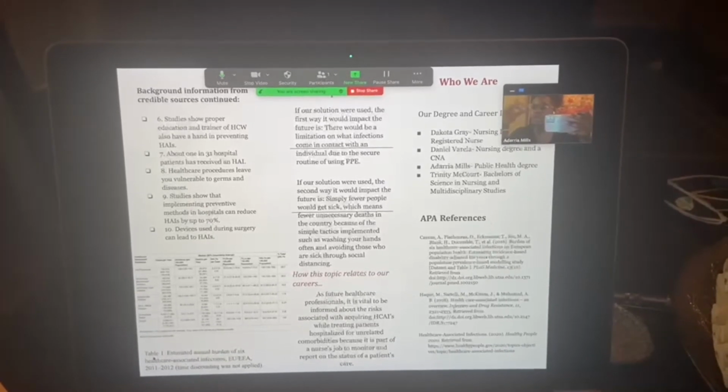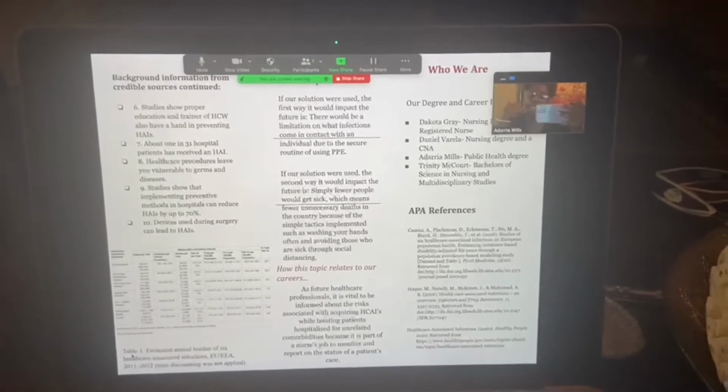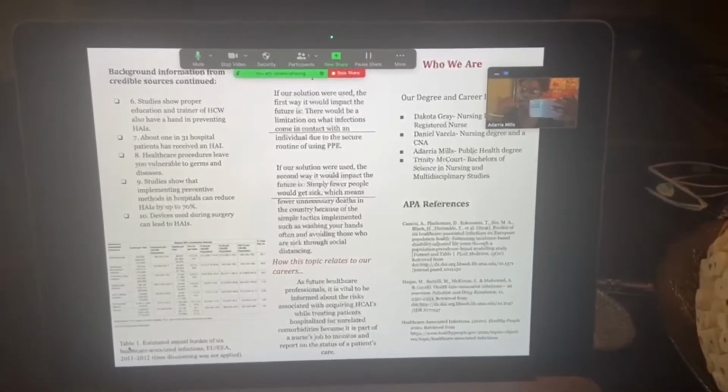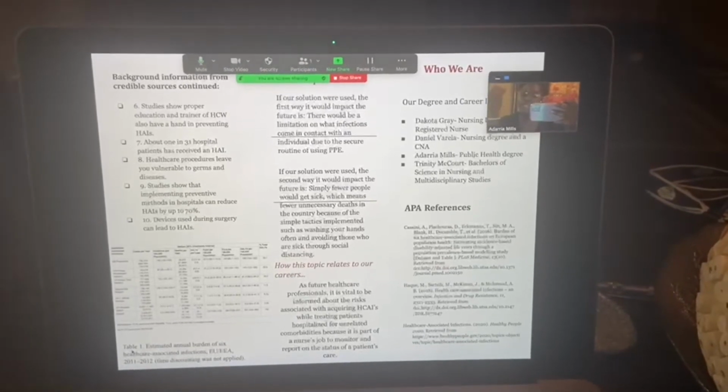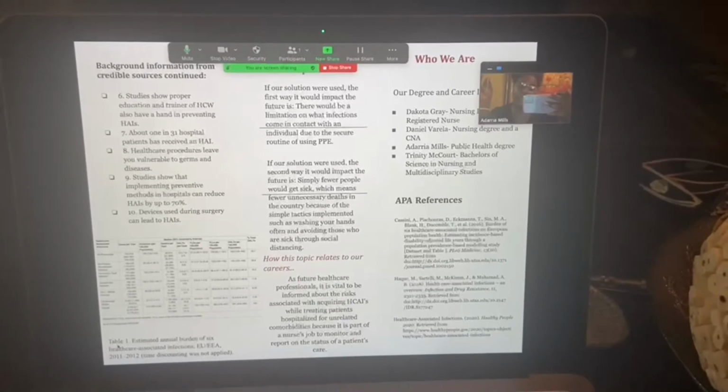And then number 10 is devices used in surgery can lead to HAIs. So a common device, like I mentioned earlier, is the catheter. I know that is used a lot, and research says that one is the number 1 in all hospitals. That's the main one that people get infections with.